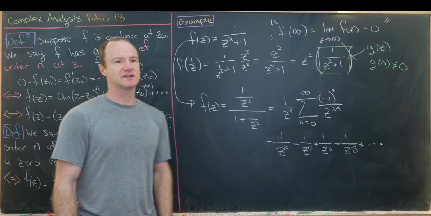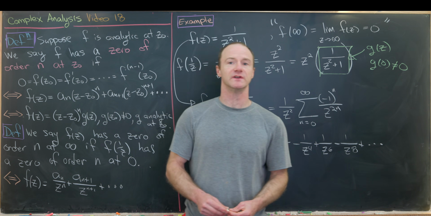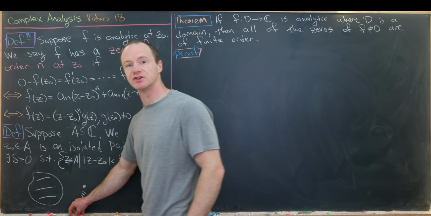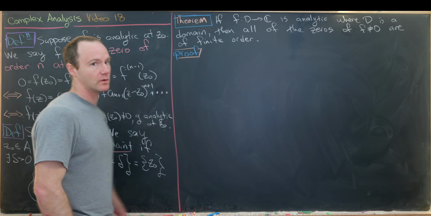Okay, now that we've looked at this example, I'm going to replace this definition with something else, and then we'll start proving general results. Next we're going to give a little bit of a topological definition inside of the complex plane, and that is the notion of an isolated point.